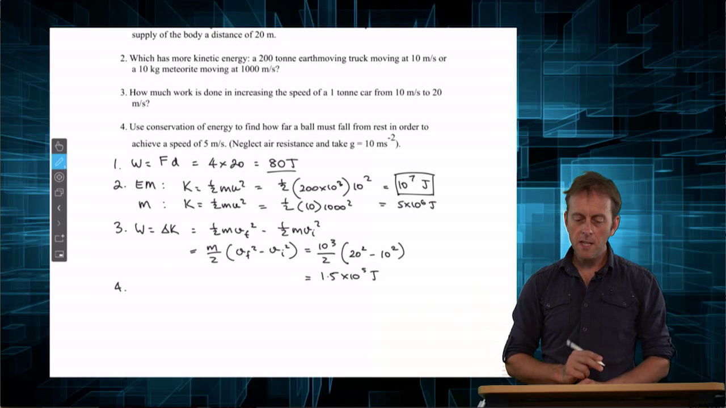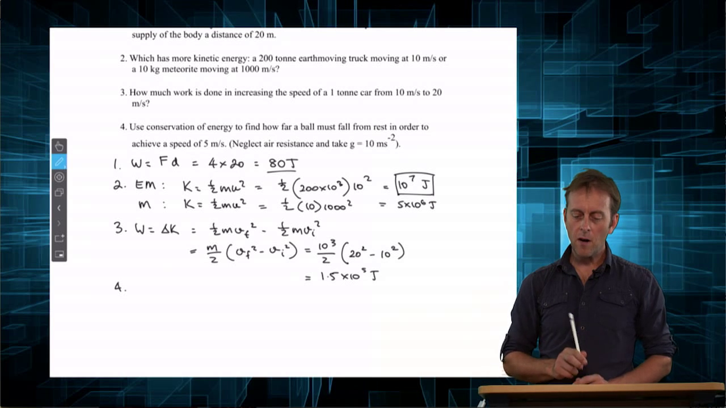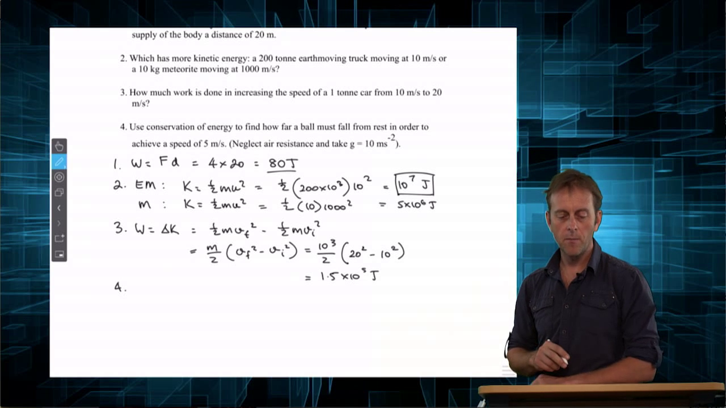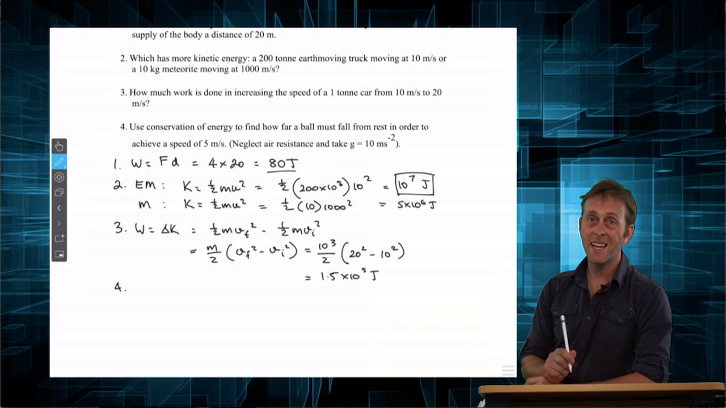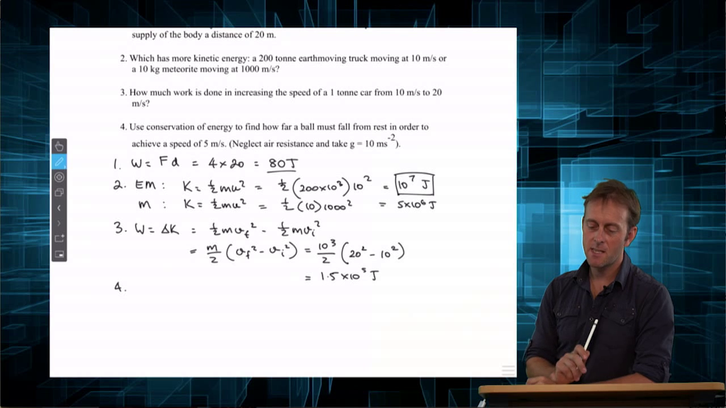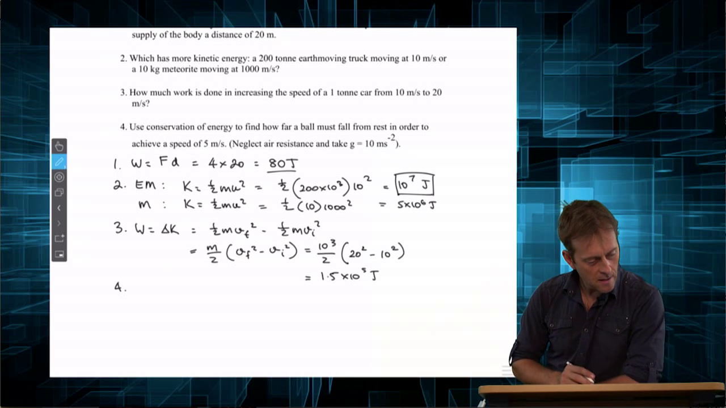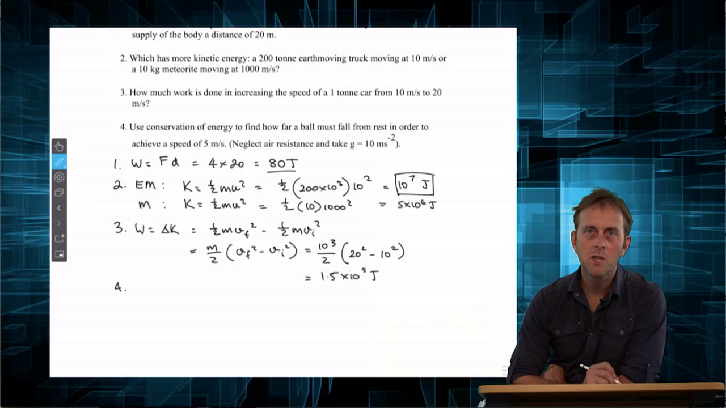Question 4. Using conservation of energy, find how far a ball must fall from rest in order to achieve a 5 meter per second speed, neglecting air resistance. And it says take g to be 10 meters per second squared, but we don't do that. I'm going to assume it's 9.8 meters per second squared. I don't like using g as 10 because it's not. So we use conservation of energy.